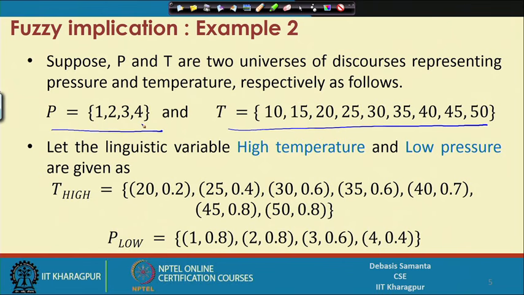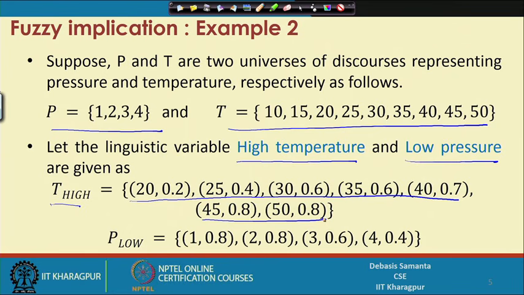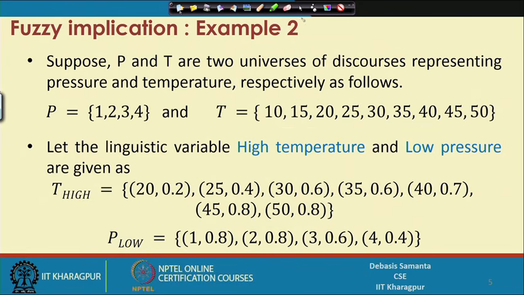Now, let us consider the two fuzzy sets, expressed in terms of linguistic variables called high temperature and low pressure. The fuzzy set high temperature we denote as T high, and the degrees of membership for the different elements are shown here. Likewise, the low pressure is denoted as P low and is represented in the form of a fuzzy set which is shown here. So, given these two fuzzy sets, now let us see how the fuzzy implication can be expressed.